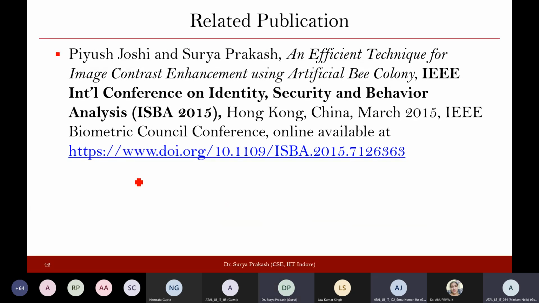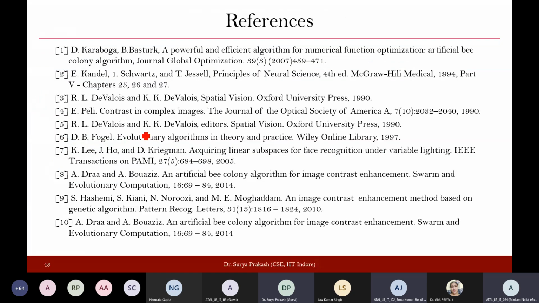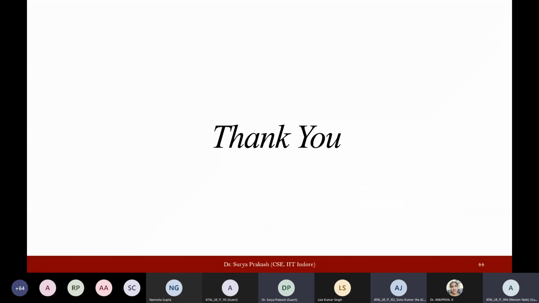The related publication is the one on which this presentation is based. So if you are interested in more details, I will be sharing this presentation after the talk. You can go to this link, download this paper, and get more details about it. Okay. So these are some of the references that I have listed during the presentation. And with this, I thank you for your patience. If there are any questions, I will be happy to answer.